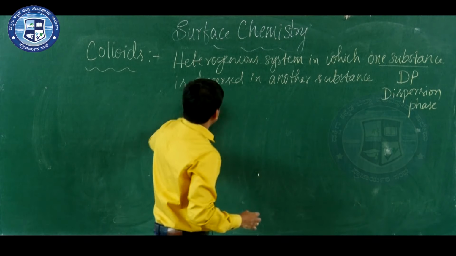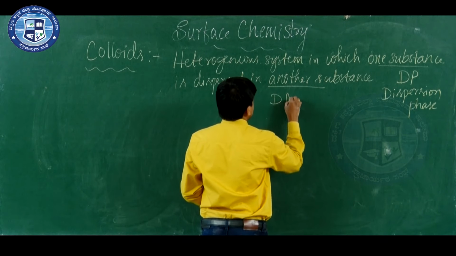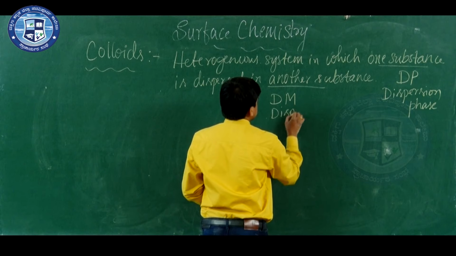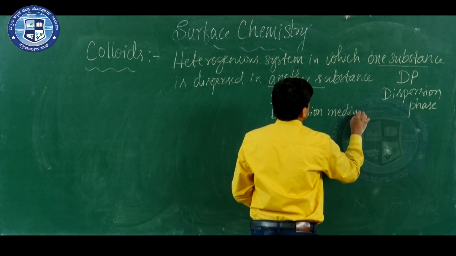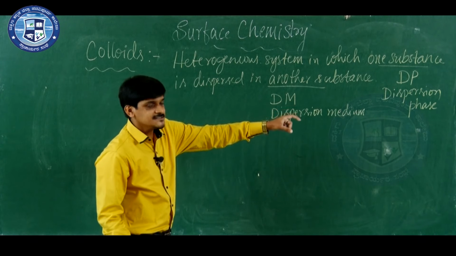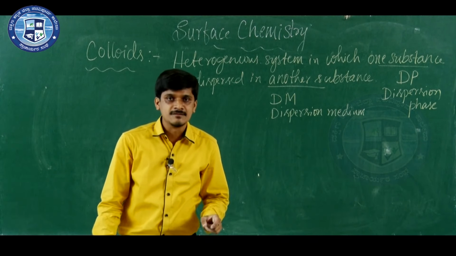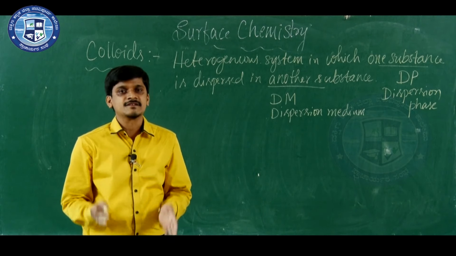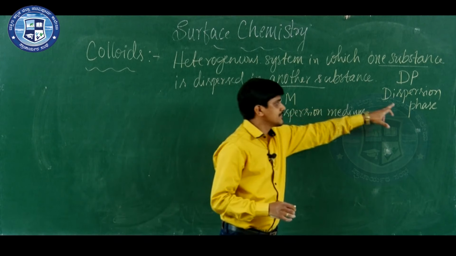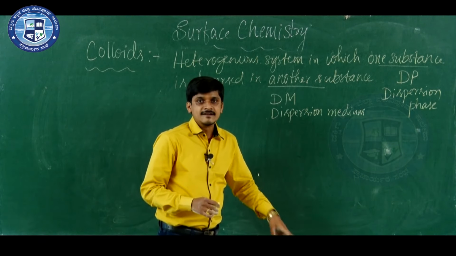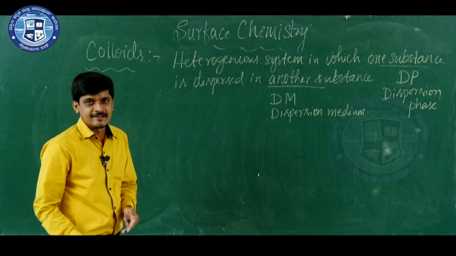And it is dispersed in another substance. That another substance is called DM, that is dispersion medium. So one substance, the dispersion phase, is dispersed in another substance, the dispersion medium. If you take a colloidal system, in that colloidal system there will be two substances. One will be dispersion phase and another will be dispersion medium. What is dispersion phase, and what do you mean by dispersion medium?